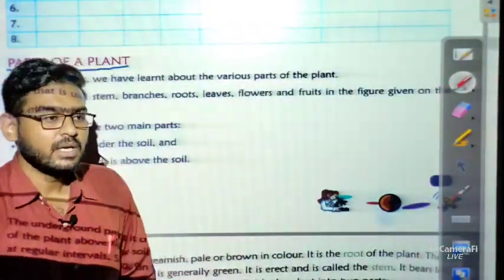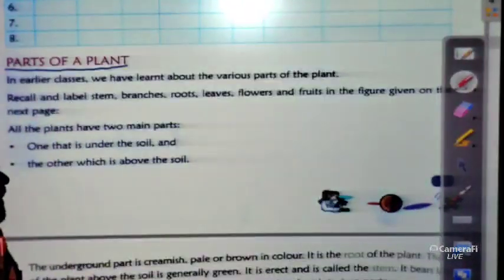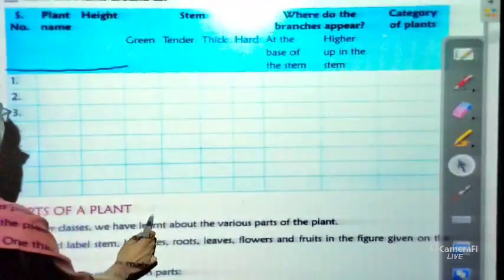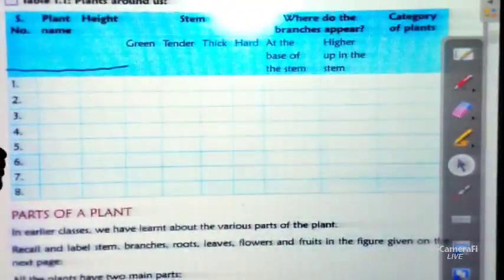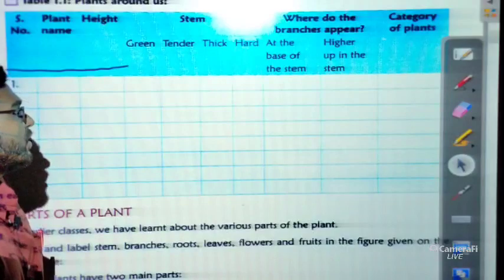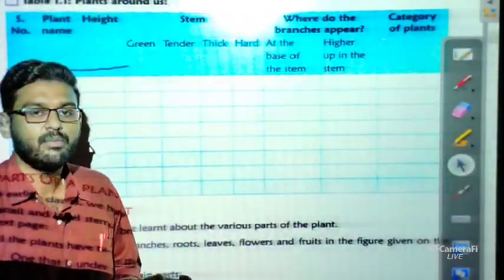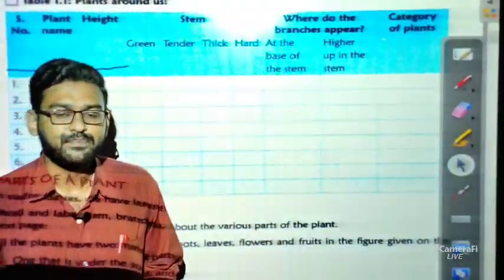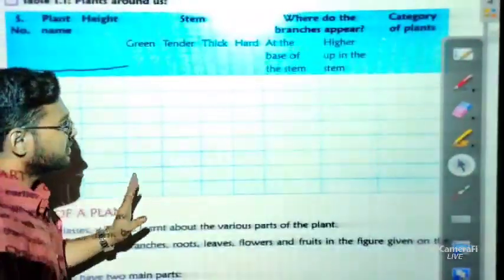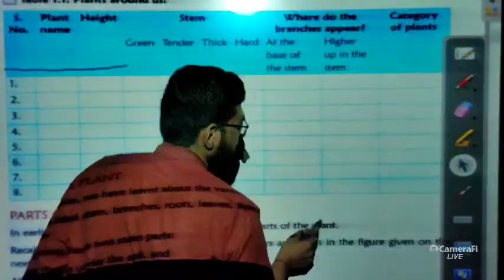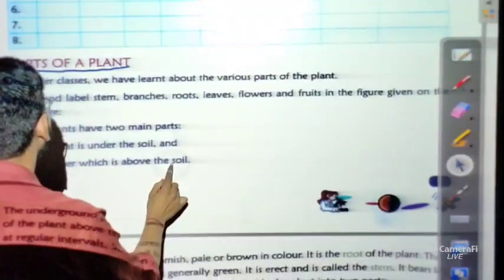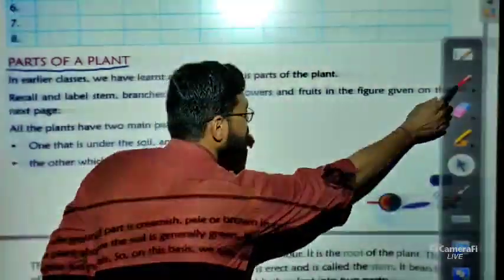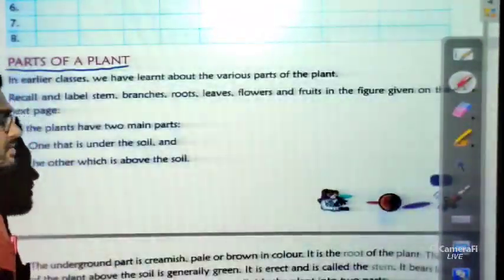I hope you have done the previous table. Let me show you the table. I hope all of you have done this table. By doing this activity, I hope you have a clear conception about creepers and climbers, herbs, shrubs and trees. So this part is clear. Let us discuss this part, the parts of a plant. How many parts are there in a plant? So let us start today's class.